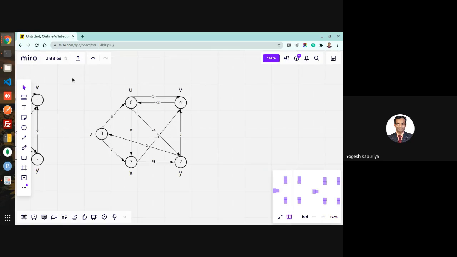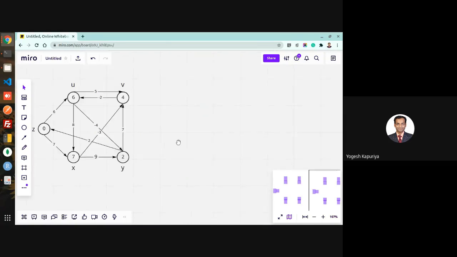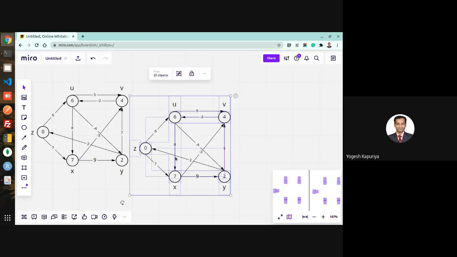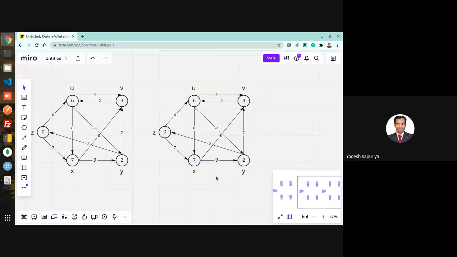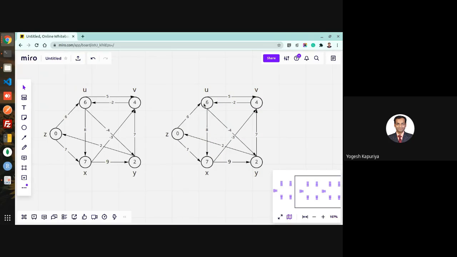Again, this will be repeated, as I told you, how many times? 4 times, because there are 5 vertices. So again, same thing. Okay. 0, 6, 0, 6. Okay, no change. No change. Again for u, 6 plus 8, 14. This is 7, no change. 6 minus 4, 2. Here also it's 2, so no change. 6 plus 5, 11. This is 4. 4 is less than 11, so no change.